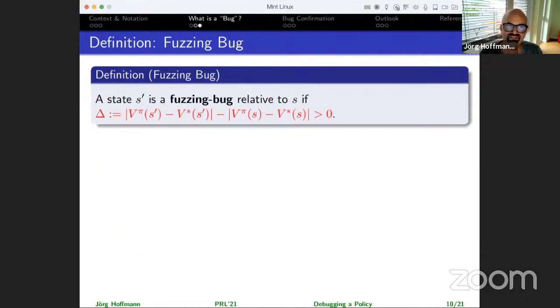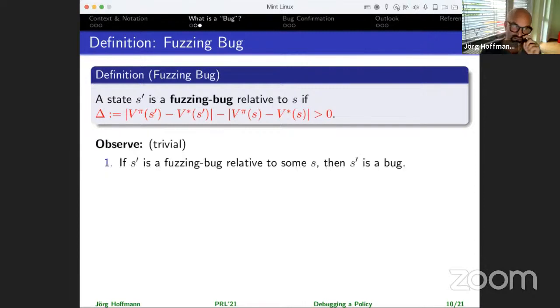We also introduce a definition of fuzzing bug, where you compare a state S prime to another state S, and then you say that S prime is a fuzzing bug relative to S if the optimality gap at S prime is larger than that at S. So basically in this situation, if you don't know the exact optimality gap at S prime, but you do know that it's larger than the one at S, then you know that S prime is a bug. So this kind of comparison arises naturally in the context of fuzzing, and we can make some very simple observations about it.